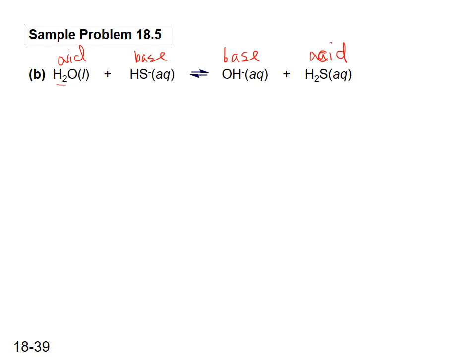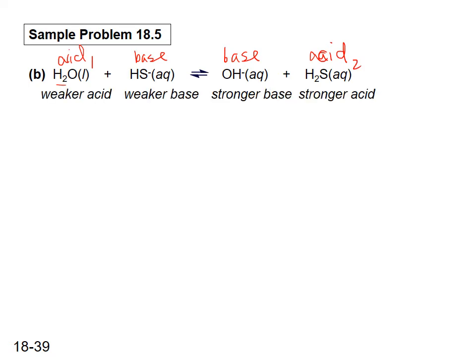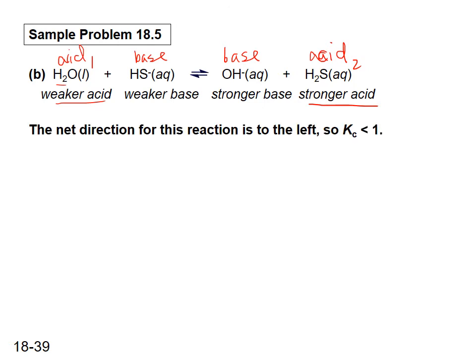Okay, so we compare these two acids, acid 1, acid 2, and if you go back to the table, you will find water is a weaker acid, hydrogen sulfide is a stronger acid. So this reaction goes from weaker acid to stronger acid. The reaction is disfavored, and K must be less than 1.